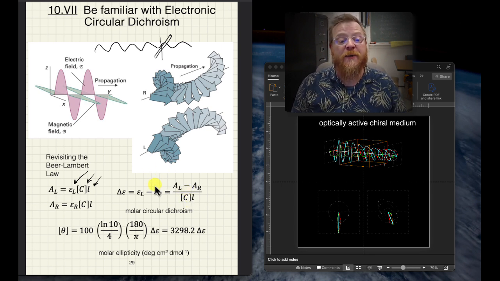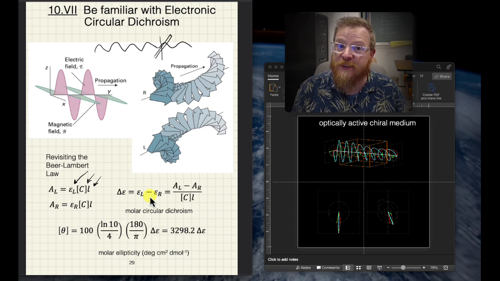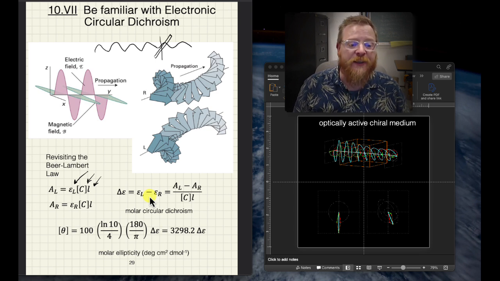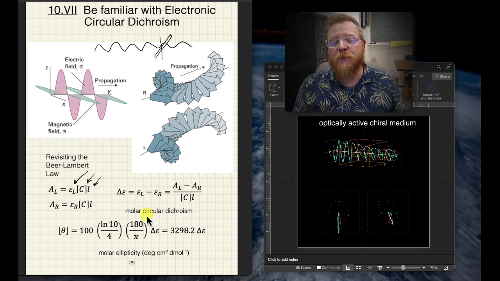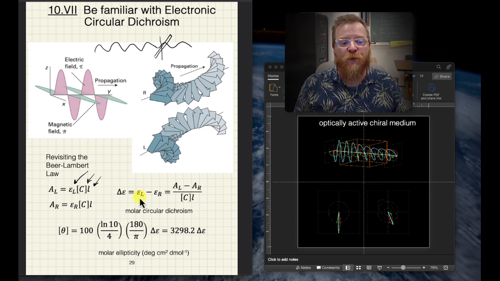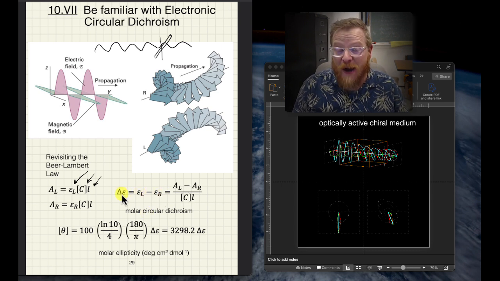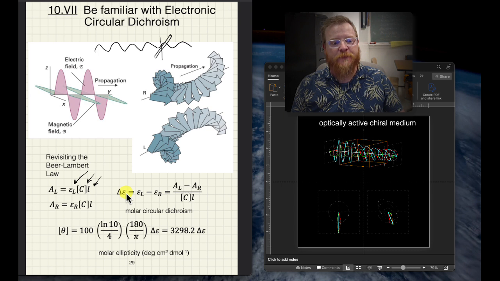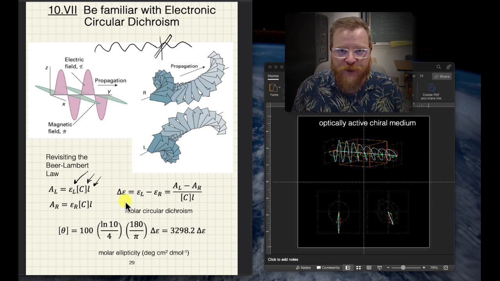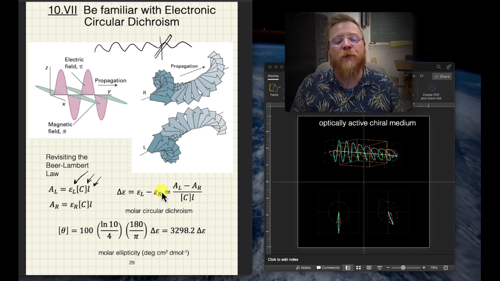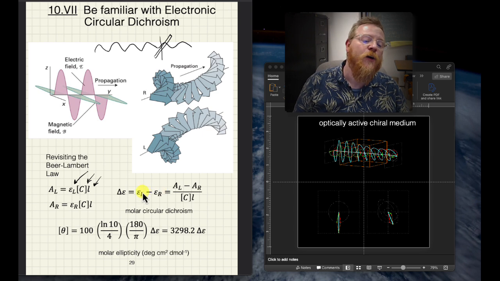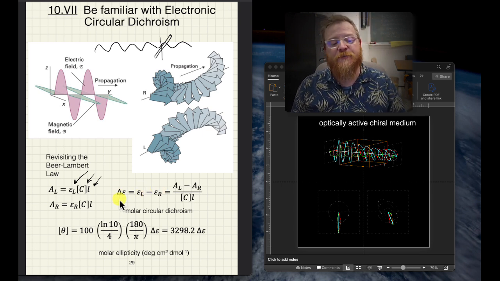So in other words, if a molecule, based on its chirality, prefers to absorb left-handed light over right-handed light, we'll see a positive delta epsilon. And if due to the structure of our molecule, it prefers to absorb right-handed light over left-handed light, it'll have a negative delta epsilon.